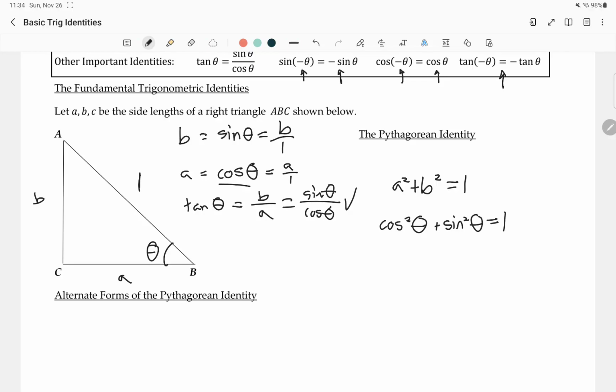And this right here is the end-all be-all trig identity. This is the most important one. This is the one you will use the most. This is the one that shows up the most often. Gotta remember this. And it's really easy because it's just a Pythagorean formula.